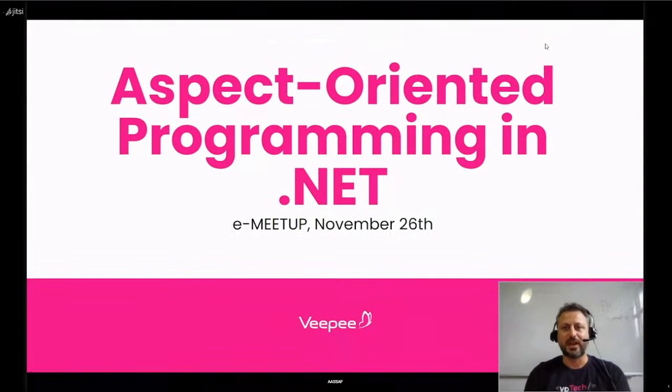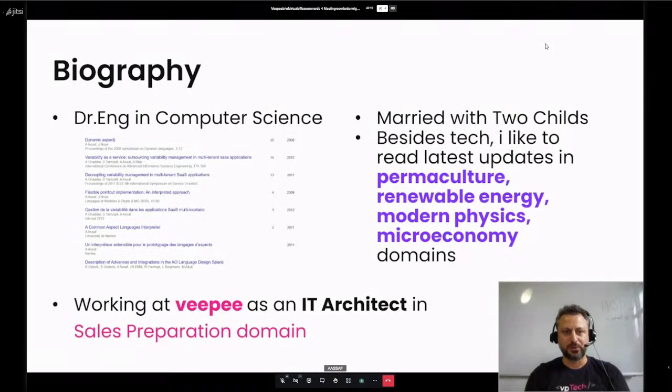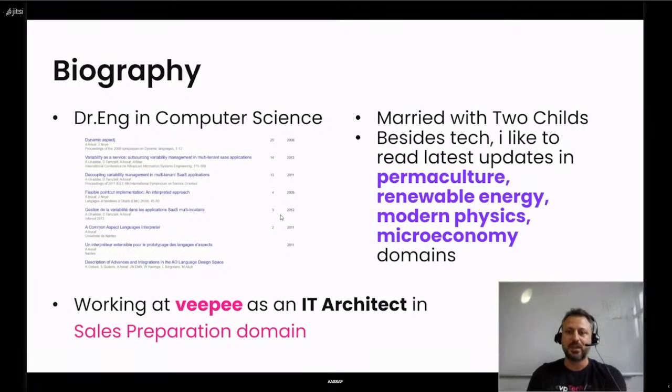It's about aspect-oriented programming. So let me introduce myself. I'm Ali Assaf. I'm a doctor engineer in computer science. And this is a sample of my research work and articles. On my personal side, I'm married with two children who occupy me a lot. And besides tech, I like to read the latest updates in permaculture, renewable energy, modern physics, and microeconomy. Today I'm working at VP as an IT architect in the sales preparation domain.